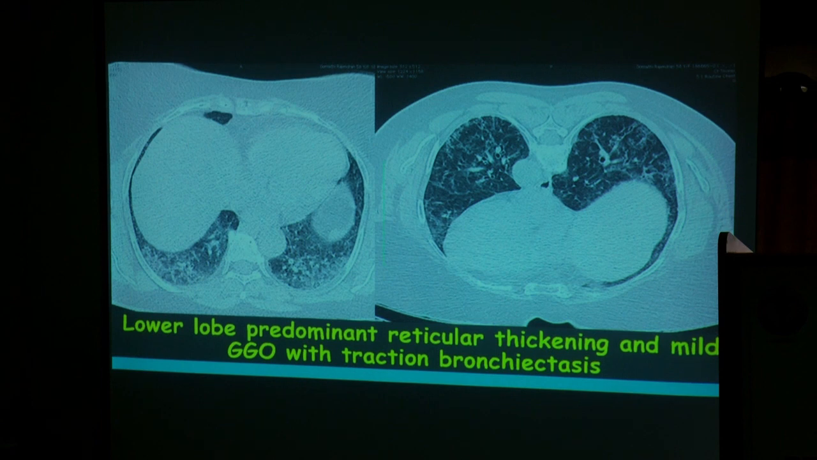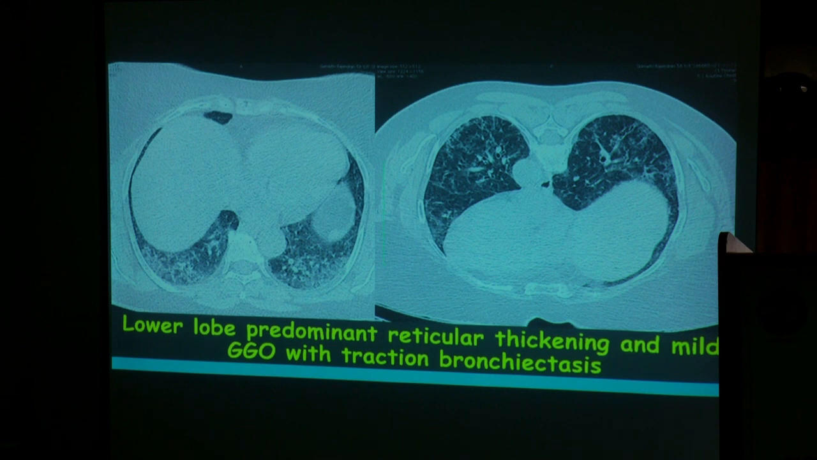So this patient presented with chronic cough. On supine imaging you see some basal reticulations with superimposed ground glass attenuation, which is not that clear. On prone imaging you can see mild bronchiolectasis with interstitial thickening and interlobular septal thickening. So we gave the diagnosis of NSIP.